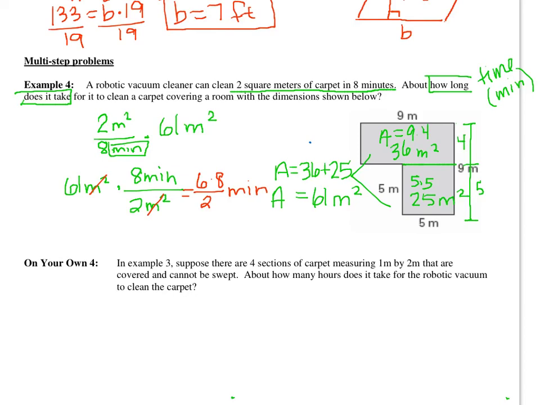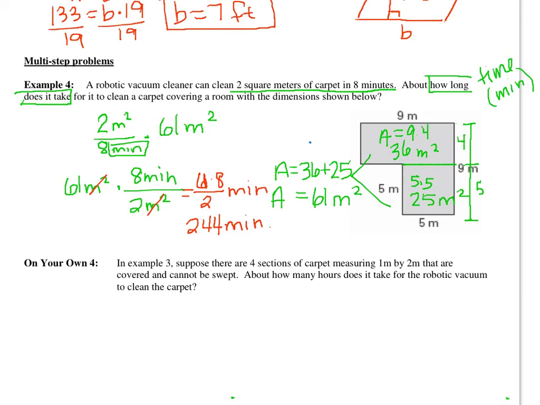So really we're going to do 6 times 8 divided by 2, and then my units will be minutes. If I do 6 times 8 divided by 2, that'll leave me 244. That's not 244. Let me check it out here. It's not 6, it's 61. Silly me. 61 times 8 divided by 2. That's 244, and my units would be minutes. So it'd take me 244 minutes for that robotic vacuum cleaner to clean it.